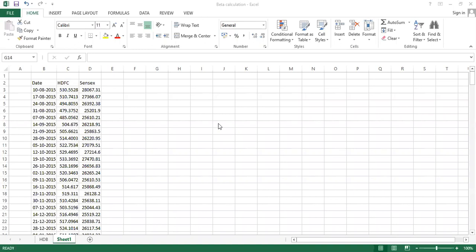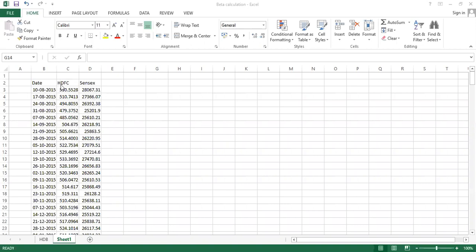Today's session, I'll be telling you how to calculate beta for any stock. So beta is the most important measure used in corporate finance and financial markets. And as a part of studying corporate finance, many times you'll have to calculate the beta of any stock or security. So today I'm going to show you how to calculate the beta using Excel.